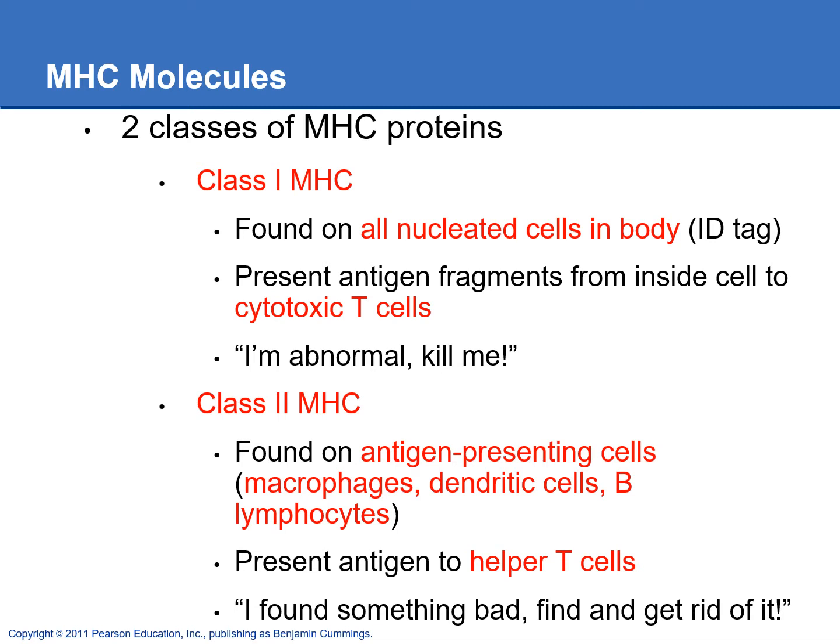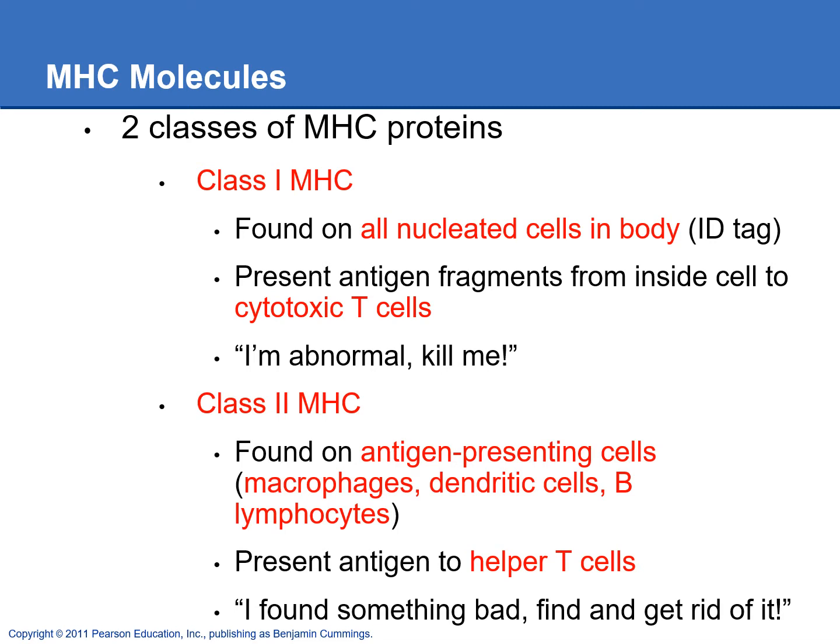So the class 1 MHC protein is like an ID tag, and it's going to be presenting antigens from inside the cell to these cytotoxic T lymphocytes. And if it's one that that particular cytotoxic T lymphocyte recognizes, then it will kill that cell.